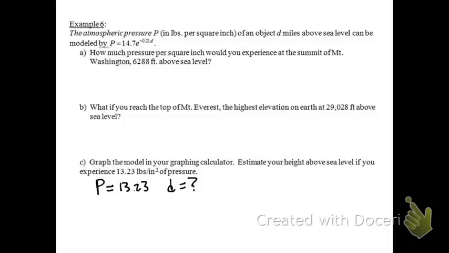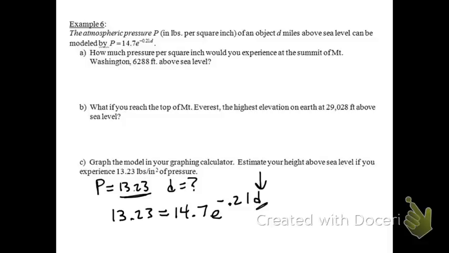Let me just write the equation if we substitute this in. We'll have 13.23 equal to 14.7 e to the negative 0.21 d. Now, we need to solve for d essentially. We don't know how to do that right now unless we use something called logarithms. If you ever need to find an exponent, logarithms are the way to go, and that's why we're going to learn that in the next lesson.